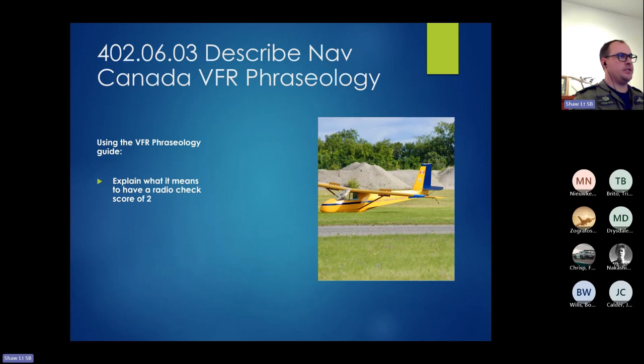So the first score is readability, and the second one might be volume or clarity. So you might hear somebody say, read you about a 2, which means I can understand you now and then, like I'm missing over half of your transmission. Or they might say, I've got you 5 by 5, which means readable and volume is great. So it's perfectly readable and the volume is appropriate. Does that make sense?